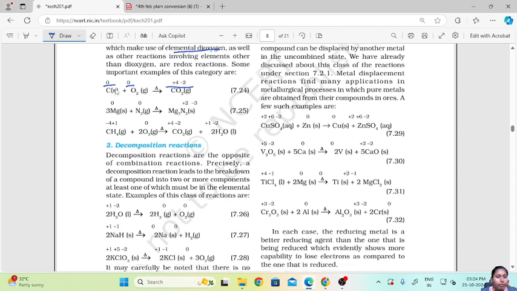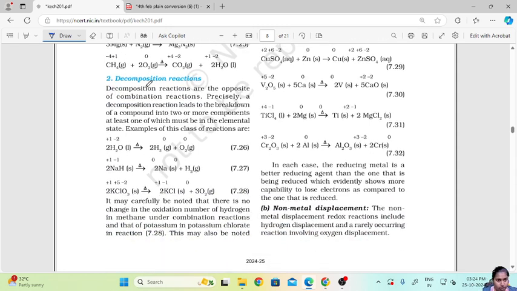Okay. Next is the decomposition reaction. Decomposition reactions are the opposite of combination reactions. Combination reaction means you are combining two things to form a third thing. Here you are breaking one component into two or more different components. So precisely, a decomposition reaction leads to the breakdown of a compound into two or more components, at least one of which must be in the elemental state.